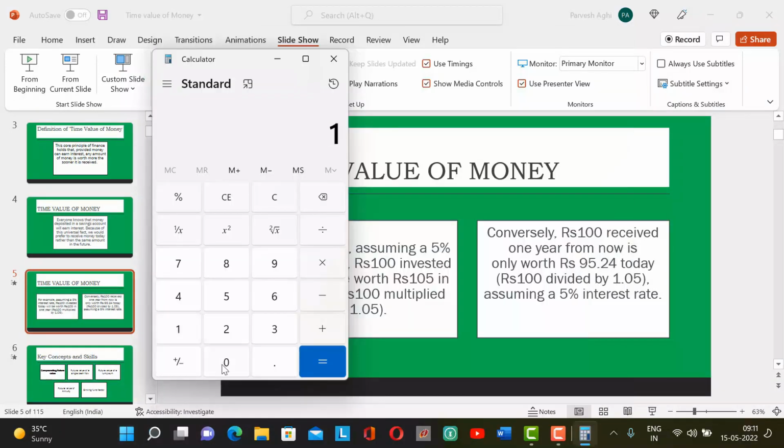If you take 100 and divide this by 1.05, fine, it's 95 rupees 23 paise today. So any money which is received after 1 year, if you earn 5% on it, you divide by 1.05 and you will get the present value of that money. So 100 received after 1 year is equivalent to 95 rupees today.